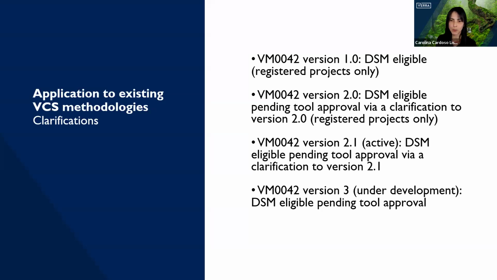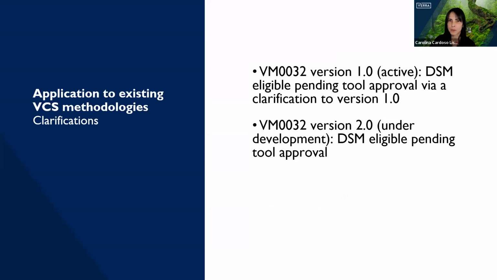And if the tool is approved before then, the use of the tool will be automatically accepted on this next version. And same thing for VM32. Version 1.0 does not allow use of remote sensing, but if the tool is approved, there will be a clarification document to allow the use. And this methodology is also under revision, and will be the same as for VM42. If the tool is approved before, the tool will automatically be allowed on the next version.